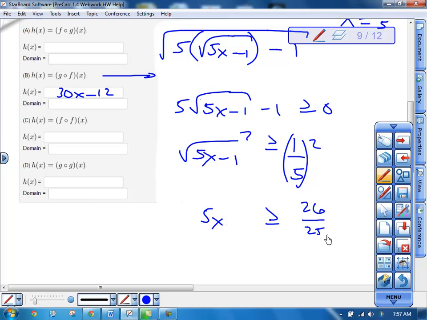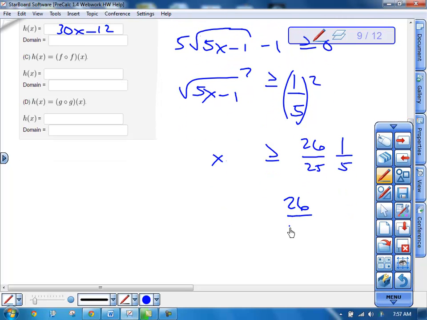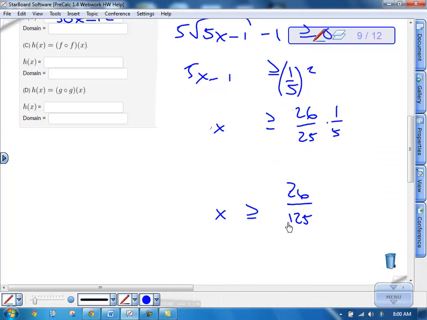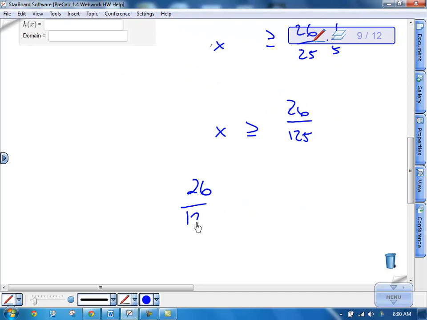And then divide by 5. So instead of dividing by 5, I'm going to multiply by 1 over 5. And that gives me 26 over 125. So x has to be greater than or equal to that. And we actually have to take this one. So we're going to write that as 26 over 125 to infinity.